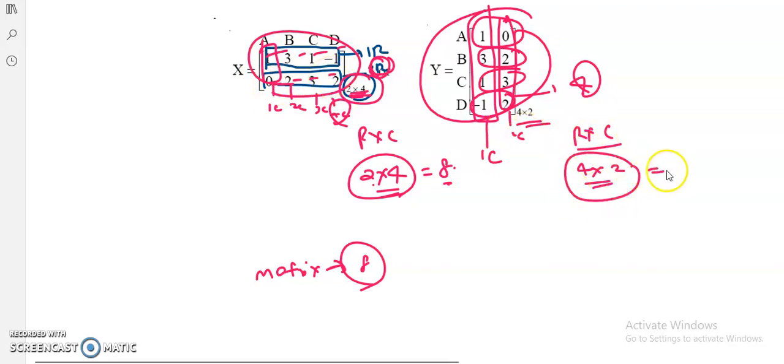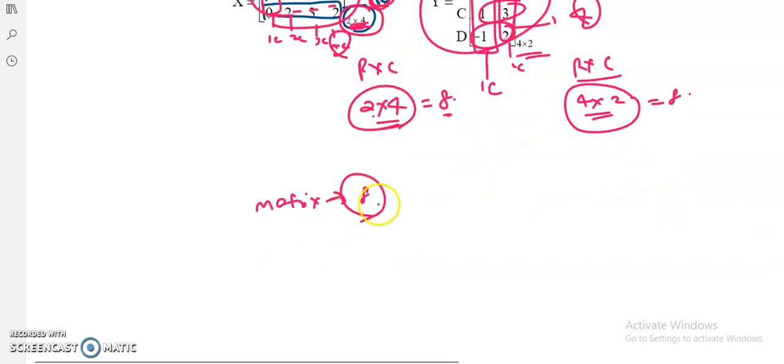In the same case here also 2 into 4, so that means 8. So here also 8 elements are there. So that's what they're asking in the question or in the example. If 8 elements are there in the matrix, then what might be the order of the matrix? The order of the matrix means if you multiply the number of rows and columns, you have to get again 8. So like that, let's take 1 by 8.